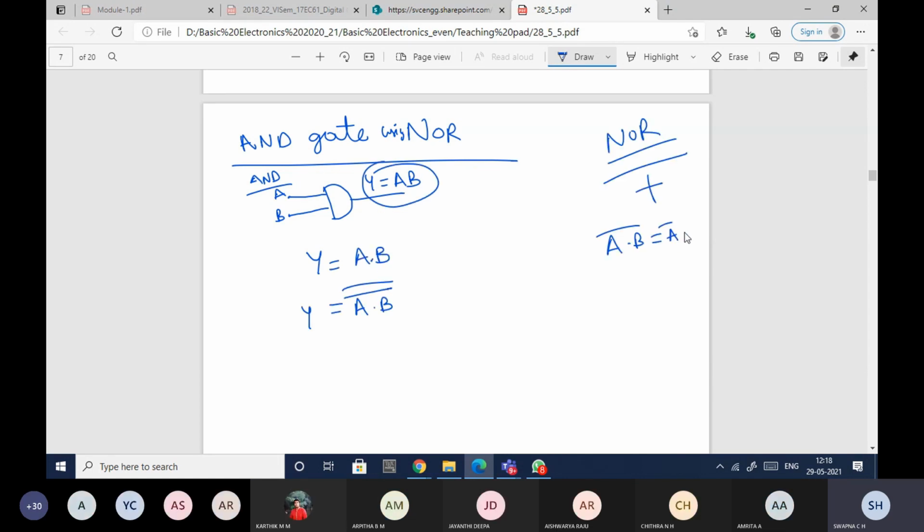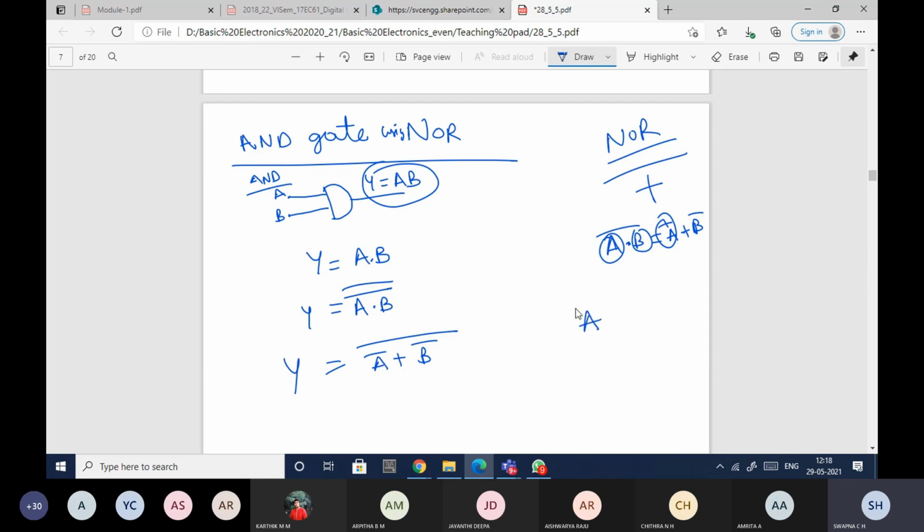A dot B is nothing but A bar dot A bar plus B bar. I have A, so A bar. I have B, so B bar. I have dot in between, so plus. So using one complement, I'll just expand. I'll get A dot B whole bar is nothing but A I have, so A bar; dot I have, so plus; B I have, so B bar. Now just check whether it is in the required form or not.